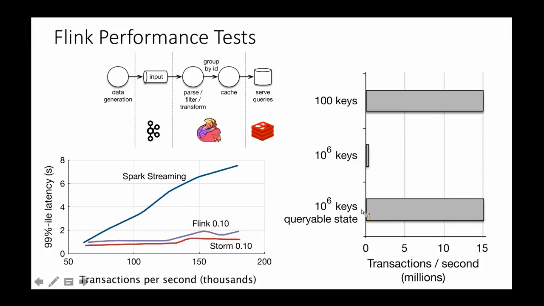So Flink itself is very high performance, and some of your throughput, of course, is going to be dictated by the downstream query engine that you use.